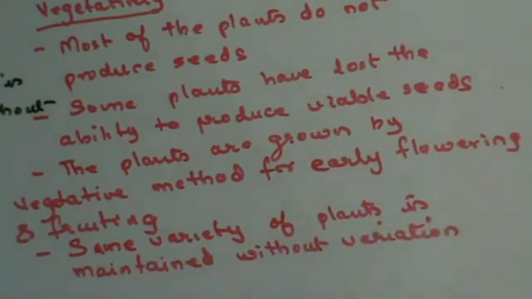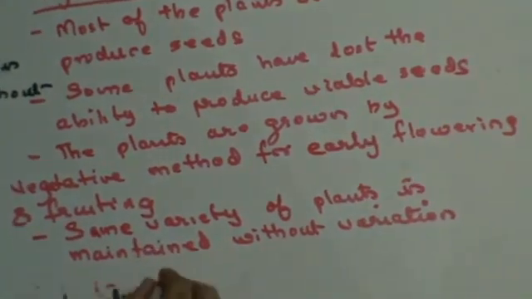Right? So these are the reasons. In order to maintain the same variety of plants, they are reproduced vegetatively. Fine. So these are the reasons why angiosperms reproduce vegetatively. Now let's see what are the different types of vegetative reproduction.